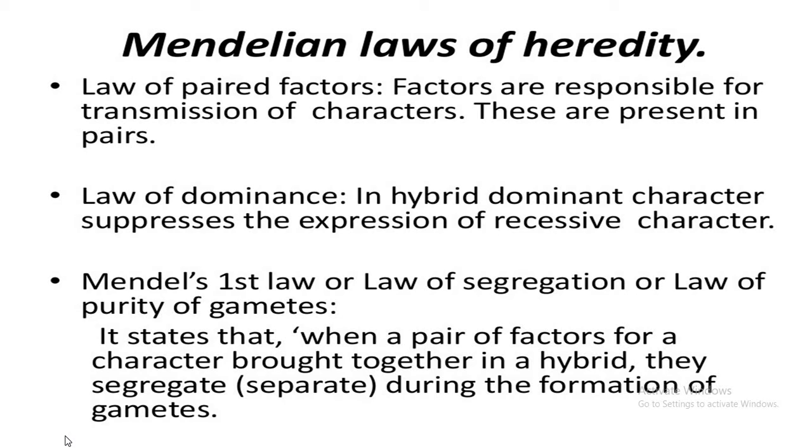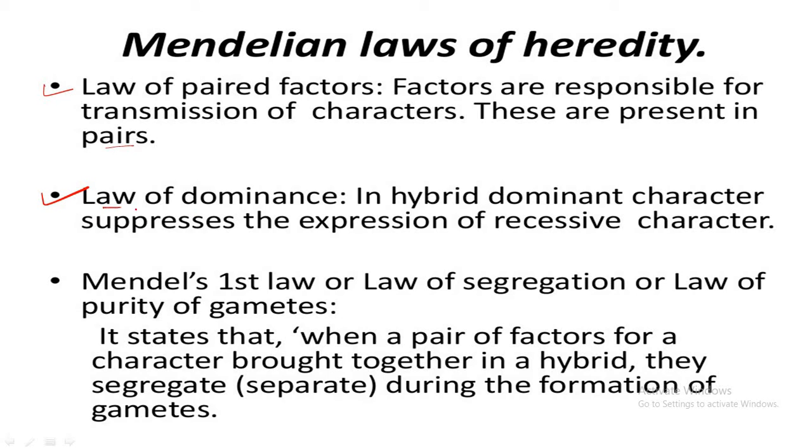Now, as we have discussed earlier, Mendel proposed two general rules in order to consolidate his understanding of inheritance in monohybrid crosses. Today, these rules are called the principles or laws of inheritance, and they are the law of dominance and the law of segregation. Okay, the first law is the law of paired factors. Factors are responsible for transmission of characters, and these factors are present in pairs.